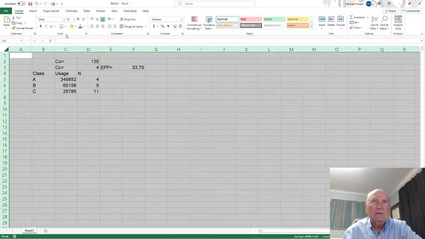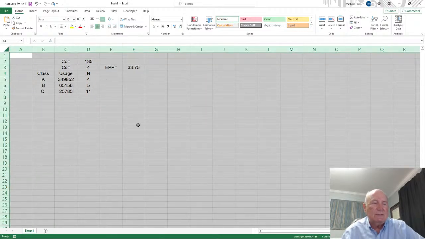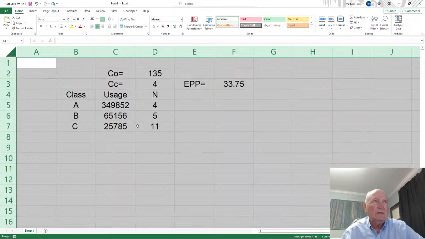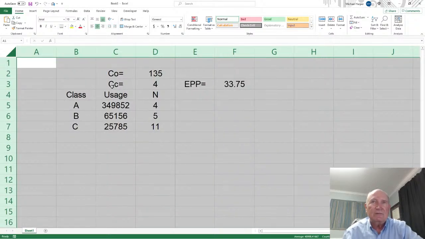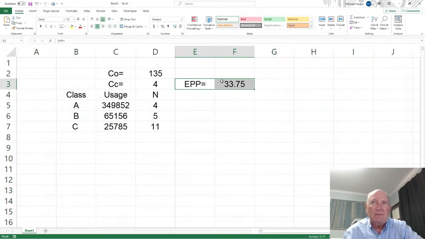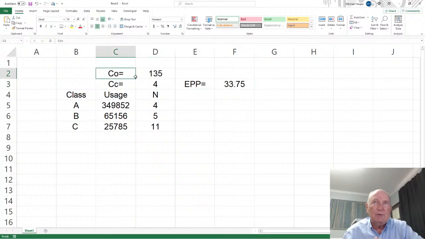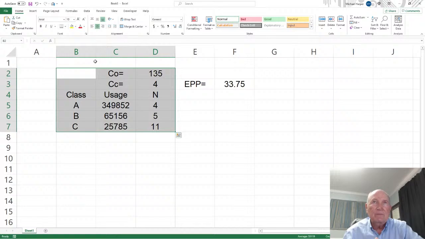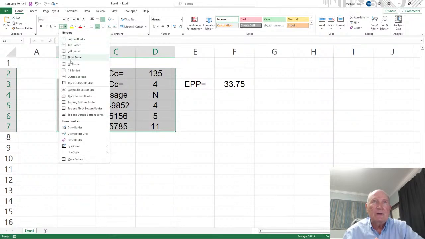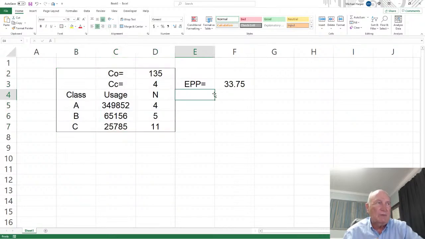What I want to do for this problem is simply build a table. Let's center all of these and enlarge this so we can see what's going on. This right here represents our input, and from this we can build our table.